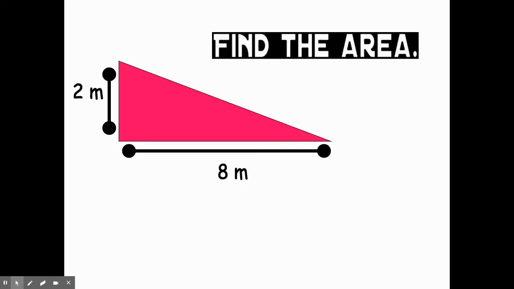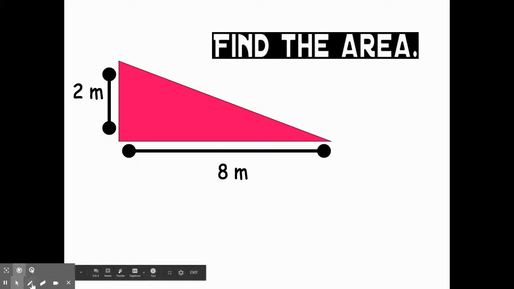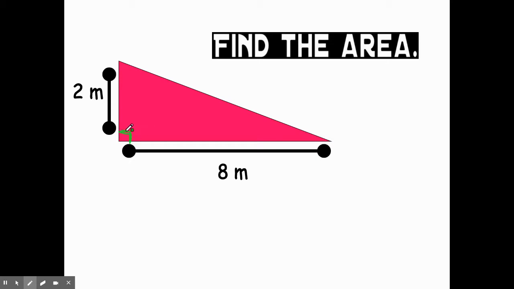Okay, another right triangle. We have a base of 8 and a height of 2. I will say that your height, if you remember from yesterday's video, the height of your triangle is never going to be a slanted line. The height of your triangle is always going to be perpendicular with the base. And by perpendicular, I mean you are making a right angle with your base. So your height is always going to be perpendicular to the base.